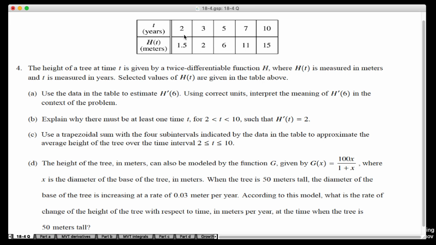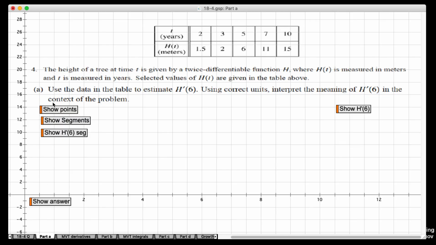So it basically means that they measured this tree when it was 2 years old and found it to be 1.5 meters. Then at 3 years old, 2 meters, 5 years old, 6 meters, and so forth. It doesn't matter how it grew in between. It's just saying that these are the only specific measurements they took. Let's look at part A and see what's going on here.